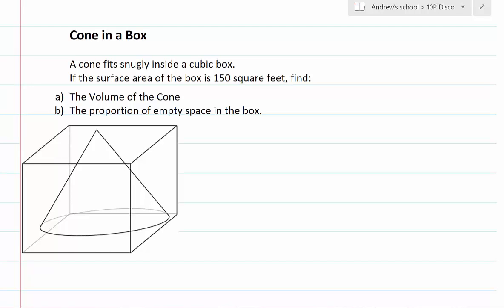This question is one of the more complicated questions on the shape and space, where you have to do quite a bit of thinking before you can start the question proper. I'll give you a minute to read it and then we'll discuss it.